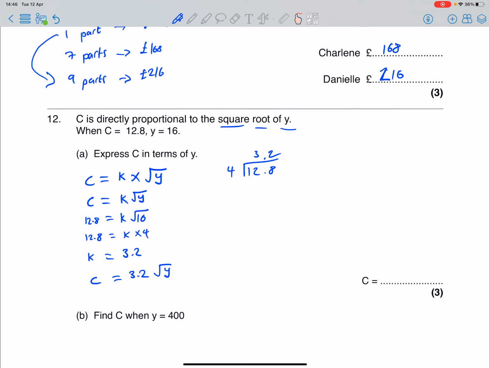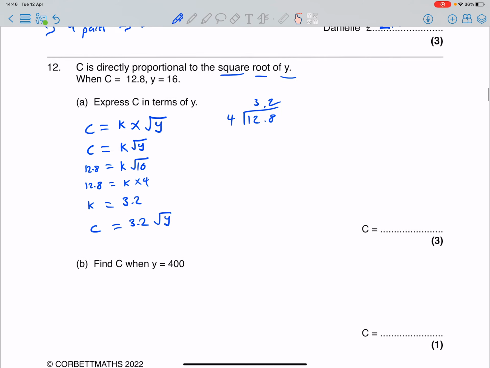That's that. Then it says find C when y equals 400. So we substitute y equals 400, so we get C equals 3.2 times the square root of 400, which is equal to 3.2 times 20. So that's equal to 64. How did I do that so quickly? 3.2 times 2 is 6.4, and then times it by 10, 64, because we can break up 20 into 2 and 10.